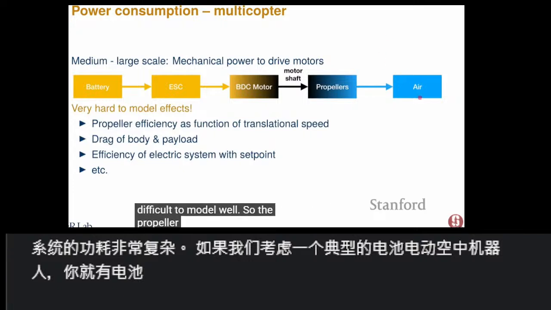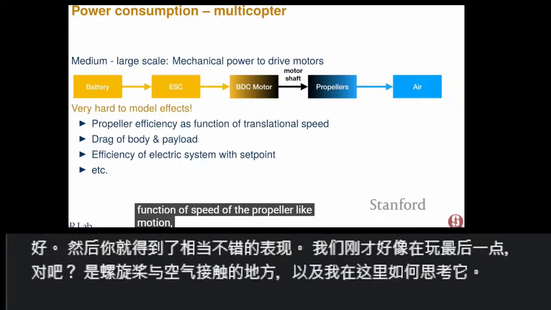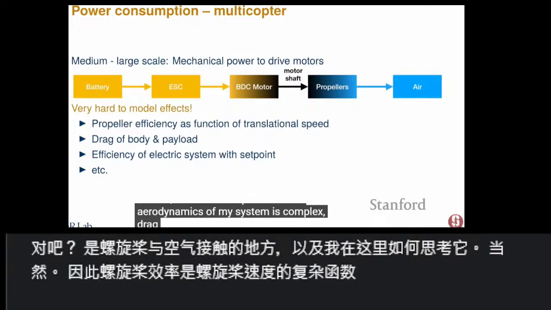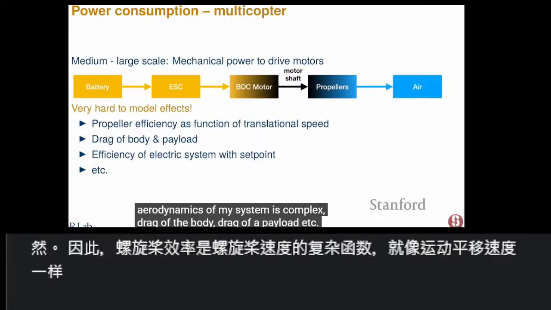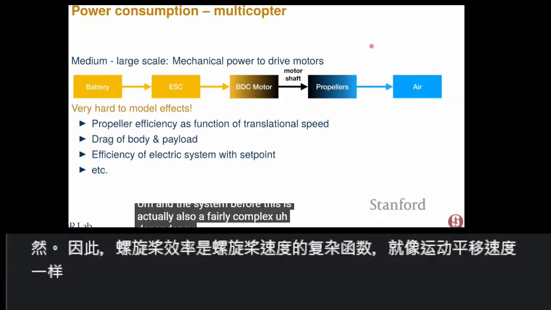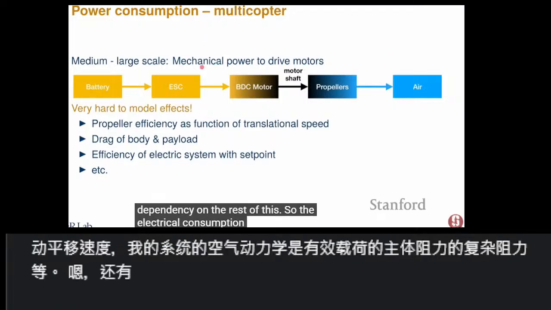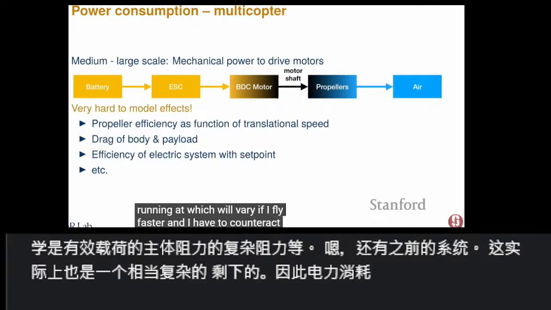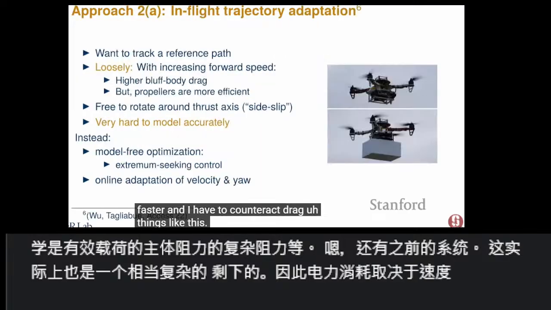So the propeller efficiency is a complex function of speed of the propeller, like motion, translational speed. The aerodynamics of my system is complex, drag of the body, drag of a payload, etc. And the system before this is actually also a fairly complex dependency on the rest of this. So the electrical consumption will depend on the speed, the set point that I'm running at, which will vary if I fly faster and I have to counteract drag, things like this.